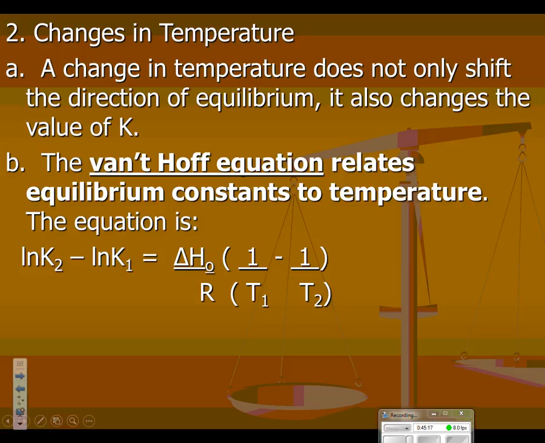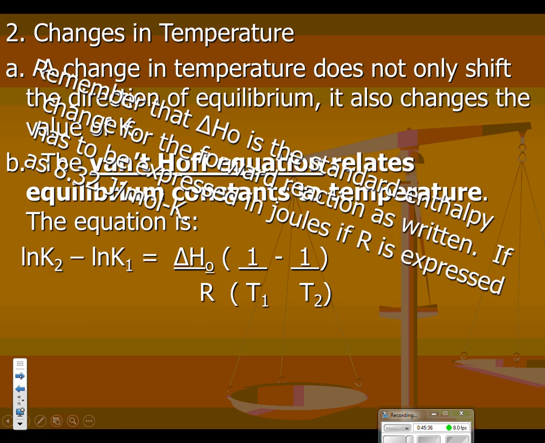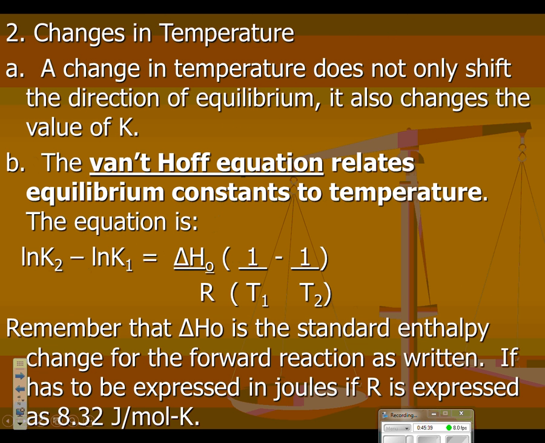Van't Hoff equation. So if you know the initial K and you know the new K and you know the initial temperature and the new temperature, or you want to find the new temperature or you want to find the new K, this is the way to do it. But you have to know the delta H for the reaction. Delta H naught is the standard enthalpy change for the forward reaction as written. R is 8.32 joules per mole Kelvin. This is the R that is more the thermal or the energy R.